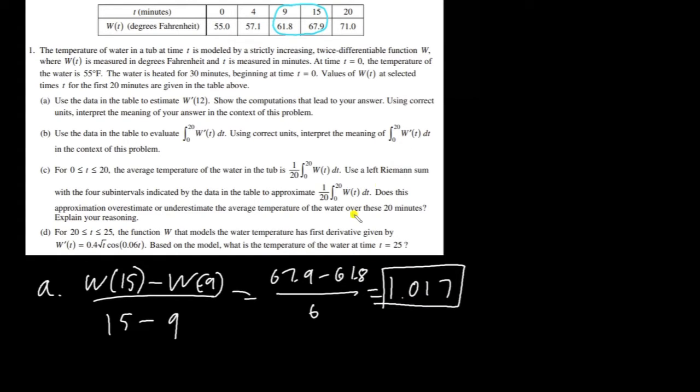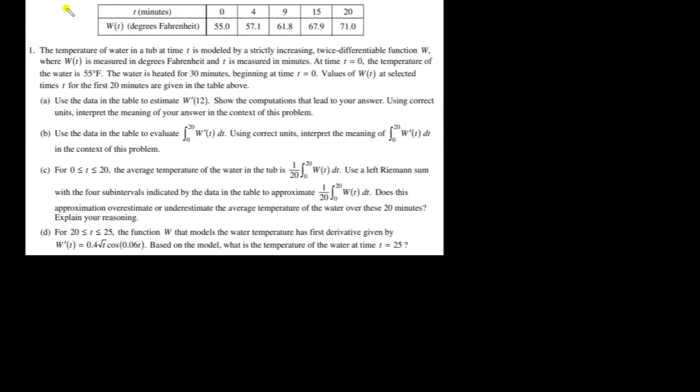In terms of units, the units for w of t are degrees Fahrenheit, and the units for t are minutes. So the units for w prime of t, which is w of t divided by t, are going to be degrees Fahrenheit per minute. So w prime of 12 tells us that the temperature of the water is increasing at 1.017 degrees Fahrenheit per minute. This was a 2-point question, 1 point for the correct numerical answer, and 1 point for the explanation.